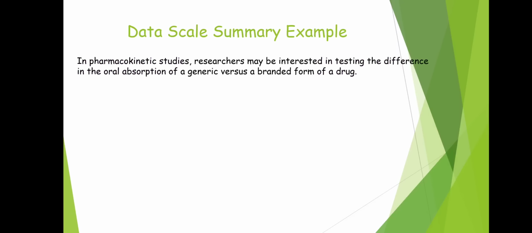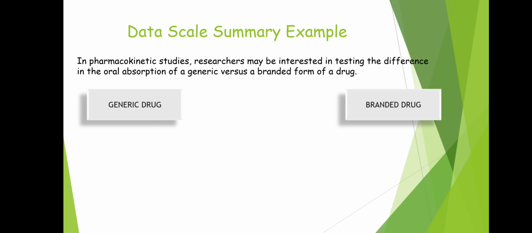Data scale summary example. In pharmacokinetic studies, researchers may be interested in testing the difference in the oral absorption of a generic versus a branded form of a drug. Okay, so we have a generic drug and a branded drug. Here we have only classified these two drugs. This classification is a non-parametric classification, or you can say non-parametric measurement. One drug is generic and the other one is branded. So you can say it is on a nominal scale.